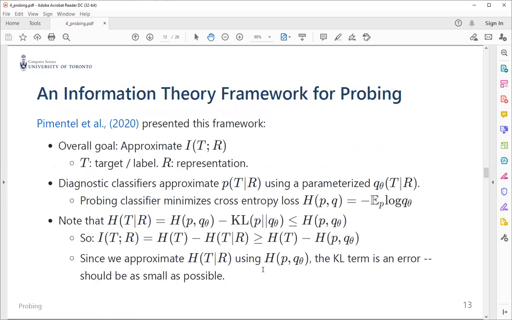In 2020, this paper from ETH presented this framework for diagnostic probing. The overall goal is to approximate the mutual information between the representation and the target. This actually makes a lot of sense, because if there is a lot of useful information in this representation, then this representation should have a high mutual information with the target label. So this definition sort of quantifies the useful information that was mentioned in the Alain and Bengio 2017 paper.